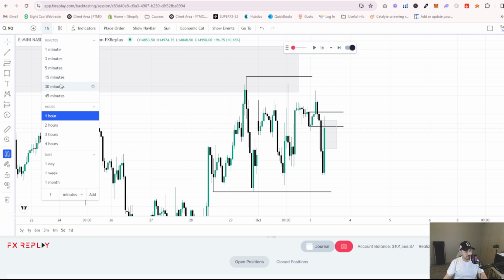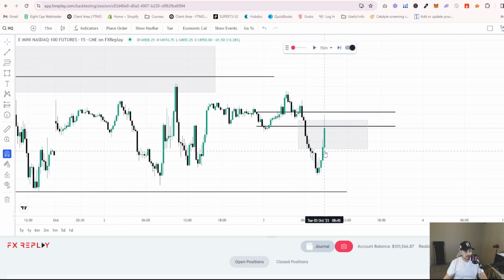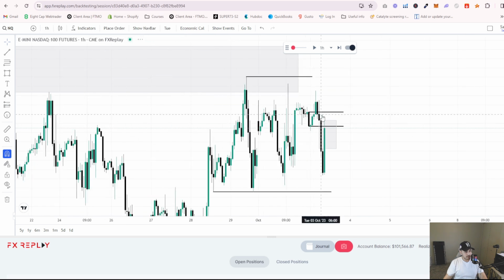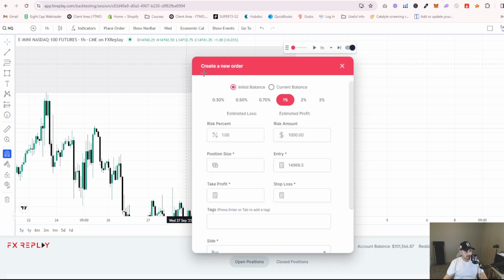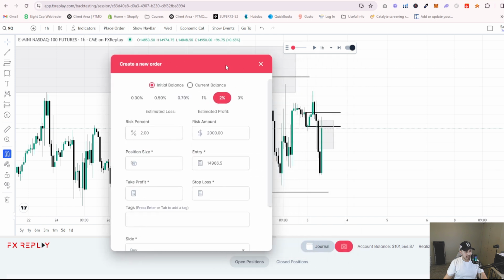Once I start seeing that, we're 15 minutes into market open right here. So this is where I would start to market short because we have a 1 hour unicorn. So let's go ahead and market short here. We're going to do 2%.